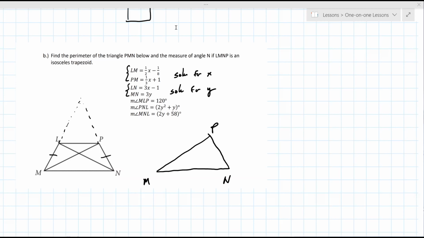Wait, I'm a little confused. I didn't understand how we're gonna solve for it. Oh, do we just have to put one of those equations equal to what it is? Yes, they're both. You're setting 1/2 X minus 1/8 equal to 1/3 X plus 1. That's solving for X. I thought we had to compare it to something like 1/2 X minus 1/8 equals 123 degrees or something along those lines. So sometimes you do that, but most of the time it's either equal or adds up to like 180.